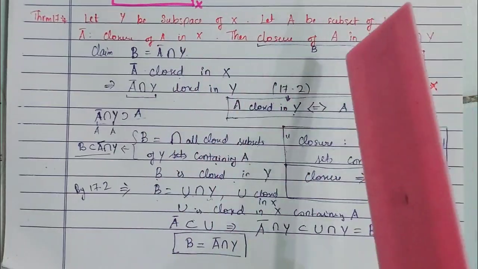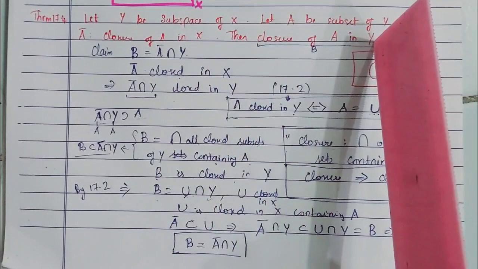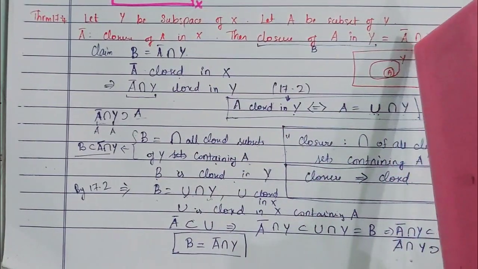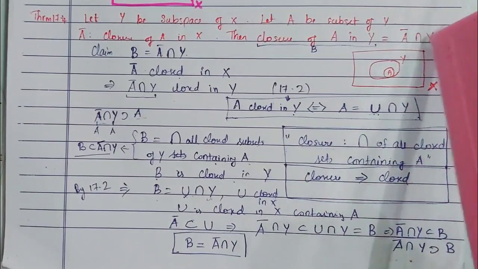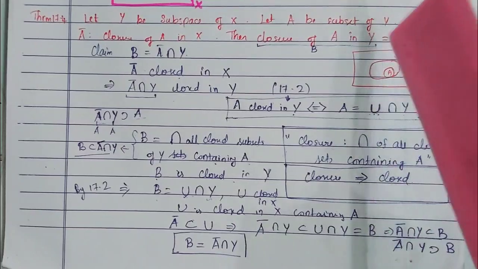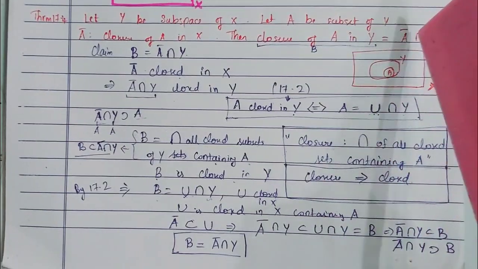Okay, but if you want to know the closure of A in Y, which is not actually a closure, it will be the intersection with Y. So it looks similar to the subspace topology definition. So the closure in Y will be the closure intersection Y.